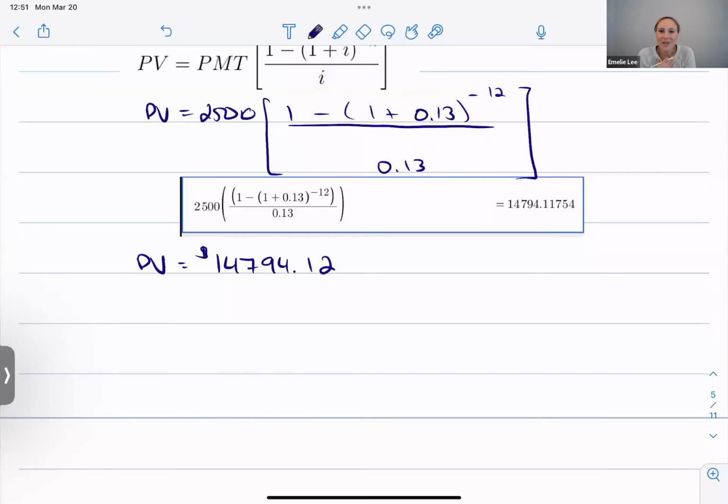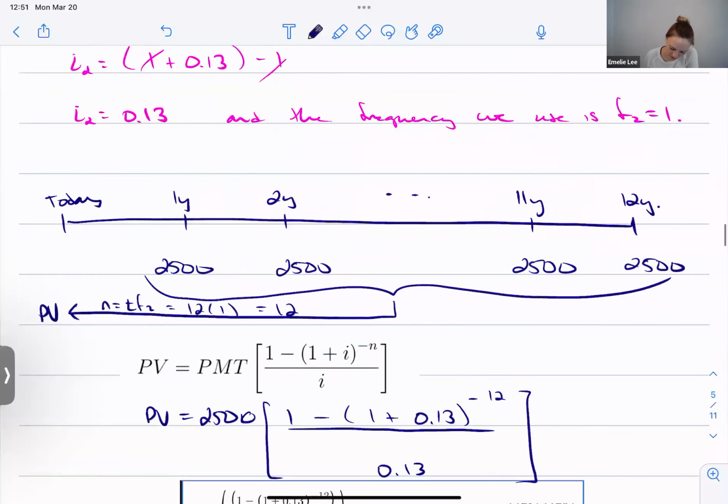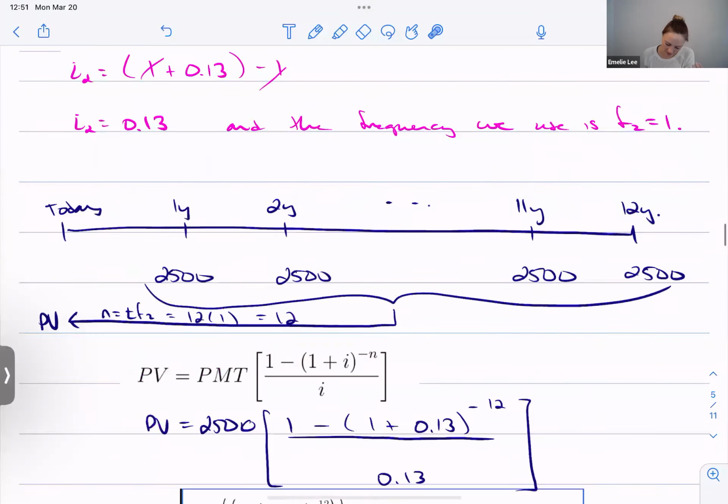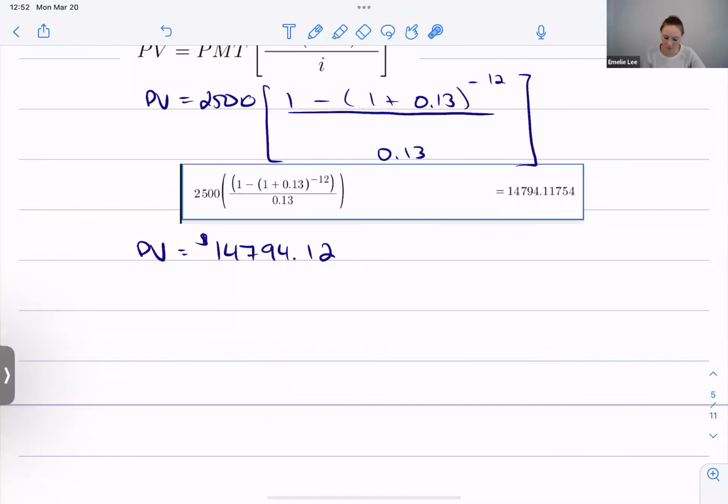We can also answer things like how much did, was it Hank who borrowed money? Yeah, Hank borrowed money from Tank. So an additional question that we could ask is how much interest did he pay? Right? So he's making payments of 2,500 and the initial loan amount was 14,794 and 12 cents. So that's how much he borrowed. So another question is, how much did Hank pay in interest?